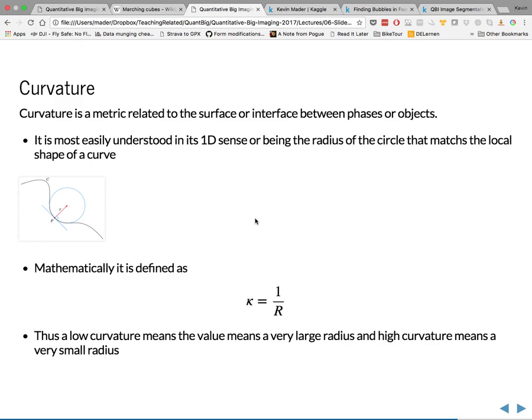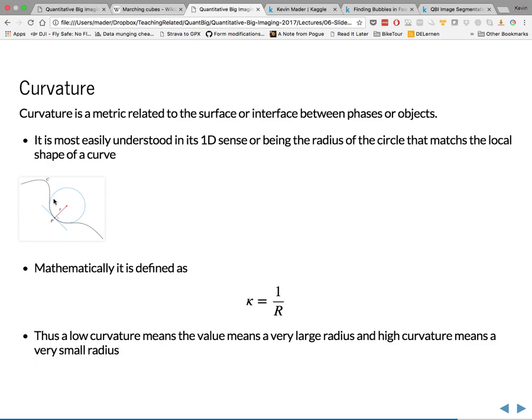So the last thing we'll briefly talk about, but won't get into much, at least not in this lecture, is this idea of curvature. Curvature is a very useful metric for surfaces and interfaces. If you think about it in the mathematical definition, or the initial shape or geometry definition, it's a very useful metric to have.